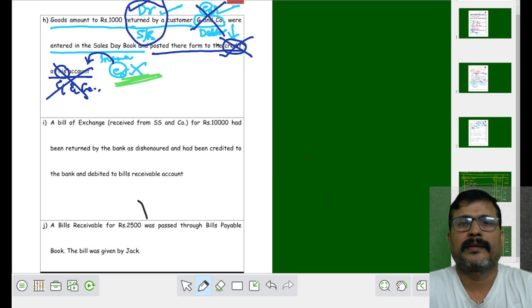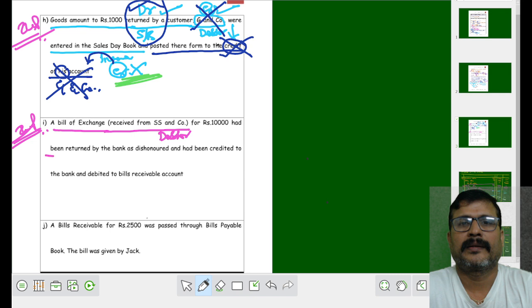Okay, shall we move on to next transaction, my dear students? See, only 2 more transactions are left out. Please concentrate much. I tell you, this H point is important. Even this I point is also most important. Shall I read the I point of this particular problem, my dear students? Please see what happened in the I point. A bill of exchange received from S&S. S&S means he is a debtor for rupees 10,000.